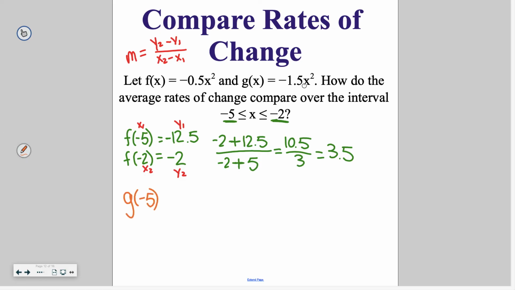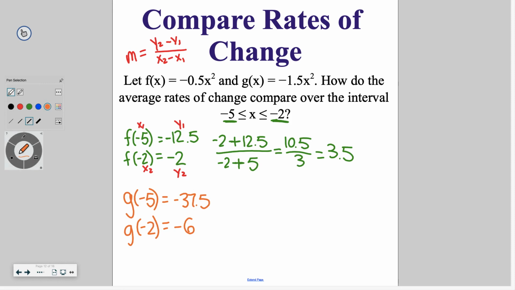So -1.5, parentheses, -5 squared. That answer is going to give me -37.5. Then I'm going to go ahead and plug in -2. -1.5, parentheses, -2 squared is going to give me -6. Again, we have our x1, y1, x2, y2. So I'm going to go ahead and plug that into my formula.